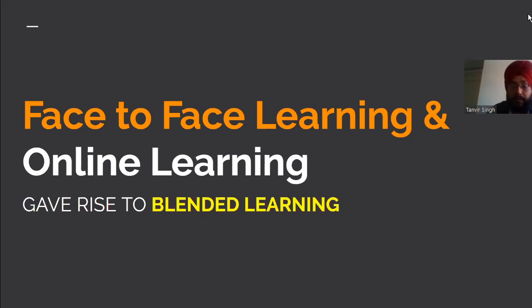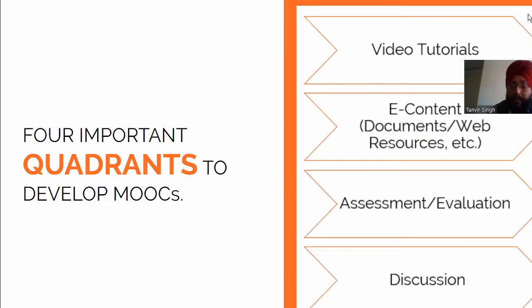So now we will discuss. Till now we have understood what a MOOC is and the importance of MOOCs. Now, what are the various quadrants or parameters used to develop a MOOC, that is, a massive open online course? Number one is video tutorials, which is absolutely required if you are going to teach a subject to your students. The second thing is e-content. It is not only about the video tutorials. We have to prepare some supporting documents. It can be in the form of web resources, presentations, Excel sheets, or PDFs, so that it will support your video tutorials.